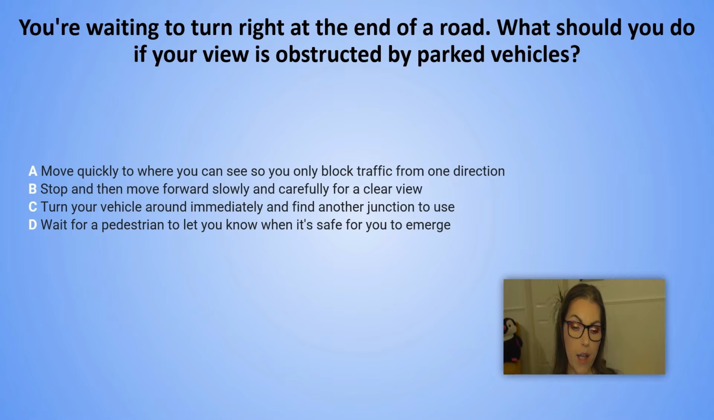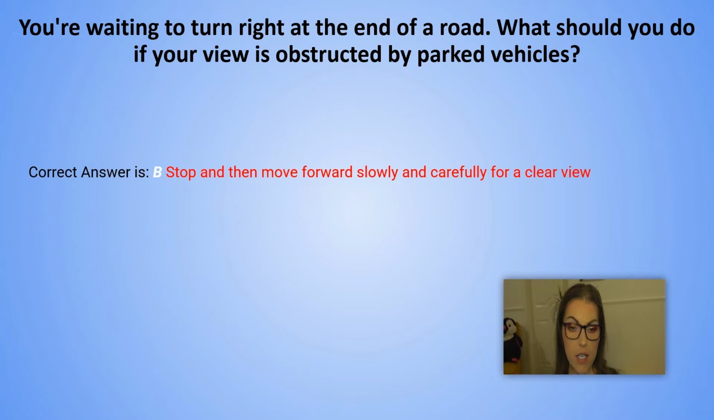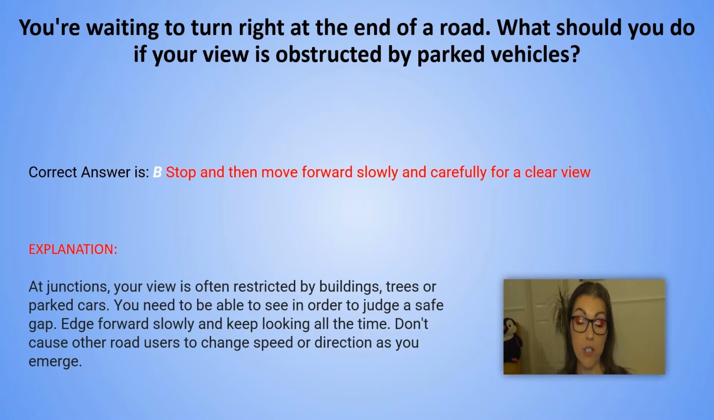And the correct answer is B. Stop and then move forward slowly and carefully to get a clear view. Explanation. At junctions, your view is often restricted by buildings, trees, or parked cars. You need to be able to see in order to judge a safe gap. Edge forward slowly and keep looking all the time. Don't cause other road users to change speed or direction as you emerge.